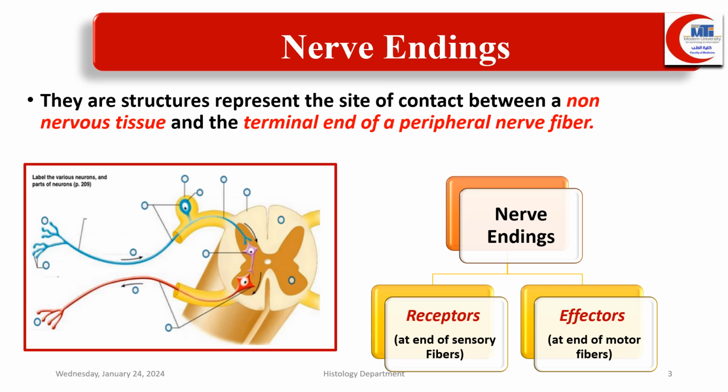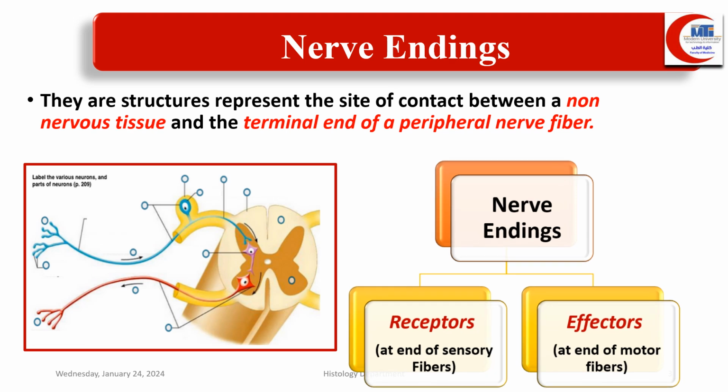Number one, nerve endings. Nerve endings are structures that represent the site of contact between a non-nervous tissue and the terminal end of a peripheral nerve fiber, which means the point of contact between non-nervous tissue and the terminal end of a peripheral nerve fiber.